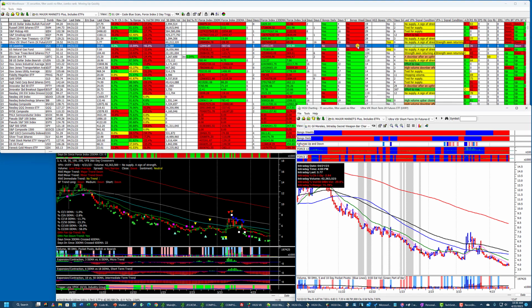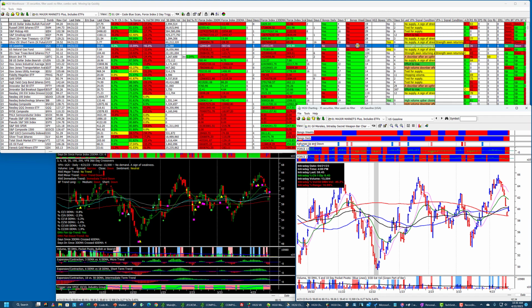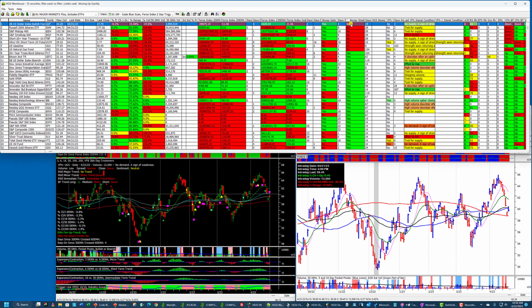Okay, let's look at gasoline. Same thing, you can see that the Bongo weekly just turned negative. The Bongo daily has been negative, but look at the weakness in gasoline after this move up. So you can use this scorecard without a filter being in place to look for strength and weakness based upon both the force index and the Bongos.